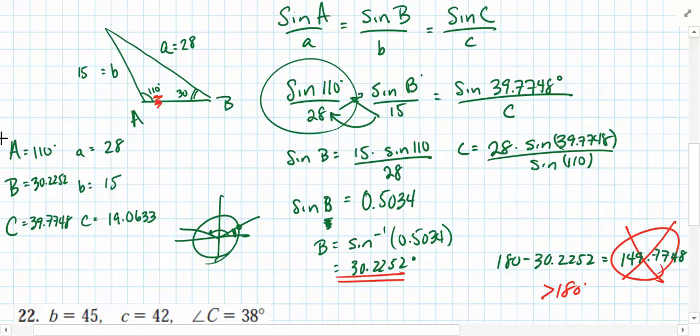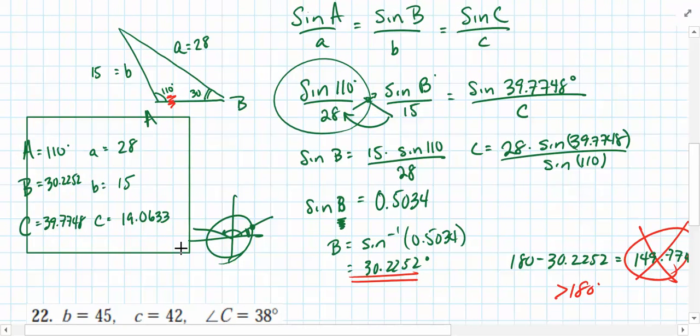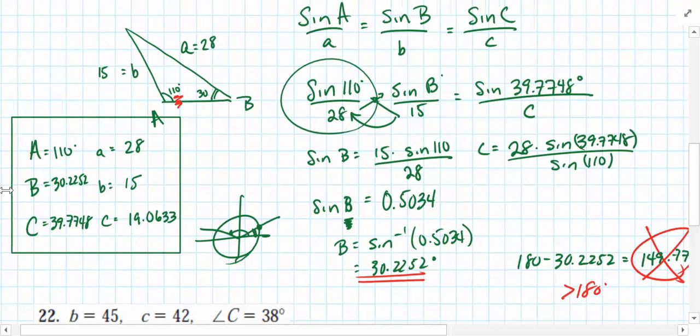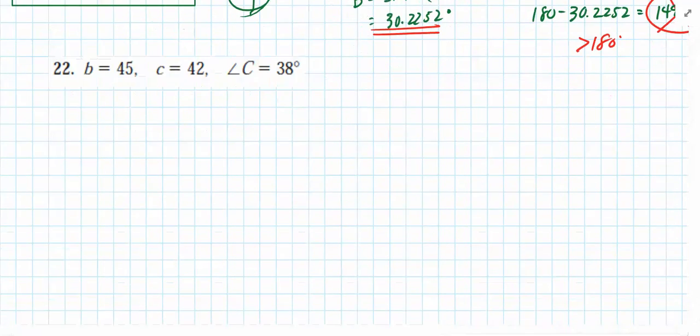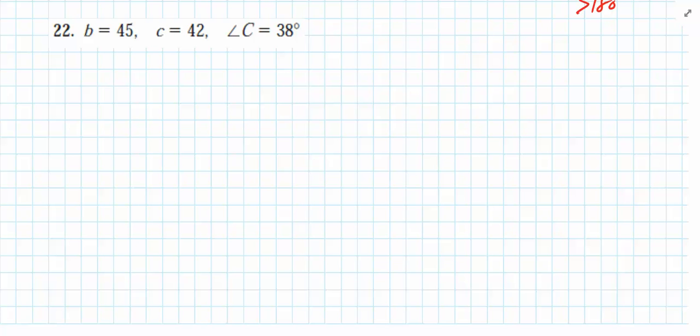19.0633. And we now have solved that triangle, and we know that it's a unique solution. Let's take a look at number 22. We again are dealing with case number 2 because we have two sides and an excluded angle.